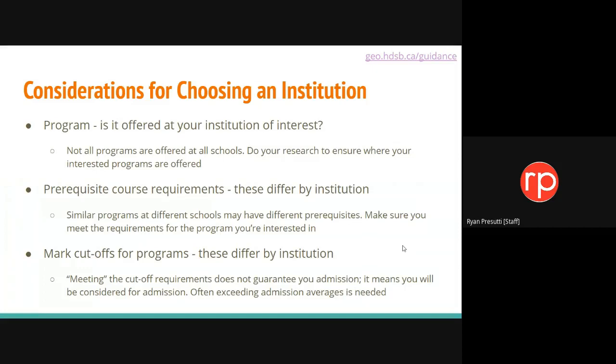You should check the prerequisites that we have been talking about over the past couple of slides, because these do differ by institution. Similar programs at completely different schools will have completely different prerequisites. So make sure you've double checked those, and make sure you don't just meet the cutoff requirements. Those do differ by institution. Same programs at different schools will have different cutoffs, and often exceeding the admission averages is really what's needed, not just meeting it to actually gain an admission.